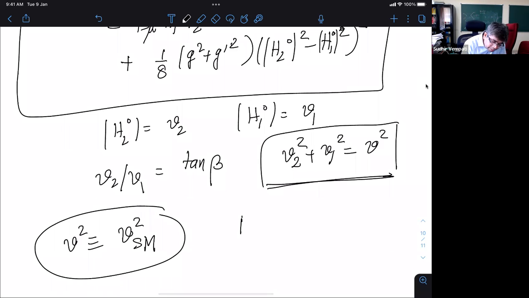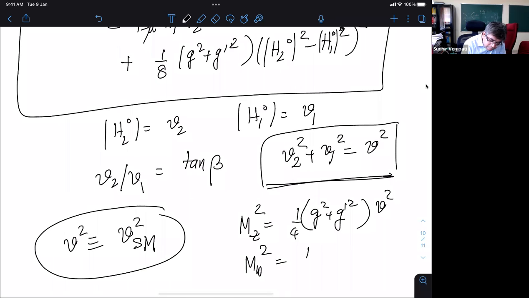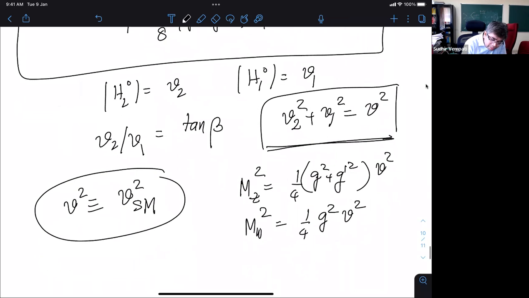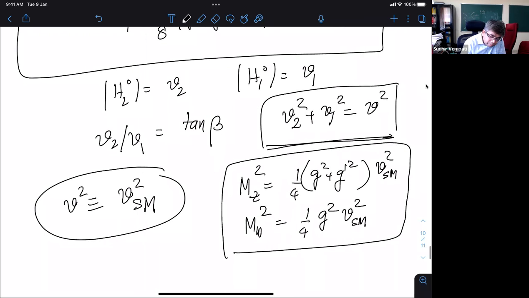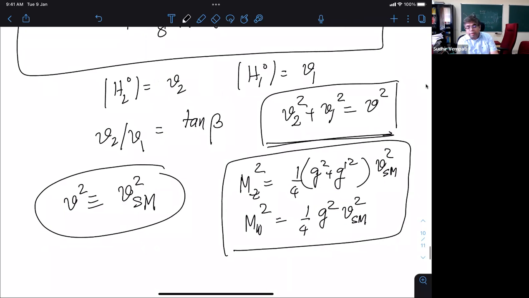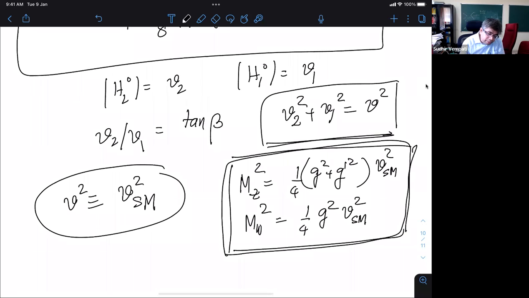So your mZ square mass should be 1 by 4 G square plus G prime square v square. And mW square mass should be equivalent to 1 by 4 G square v square. So these relationships should be valid. Okay, this is your SM. So this should be identically equivalent to your v square. So you should get back your standard model relationships. So that's the reason why you put these conditions.